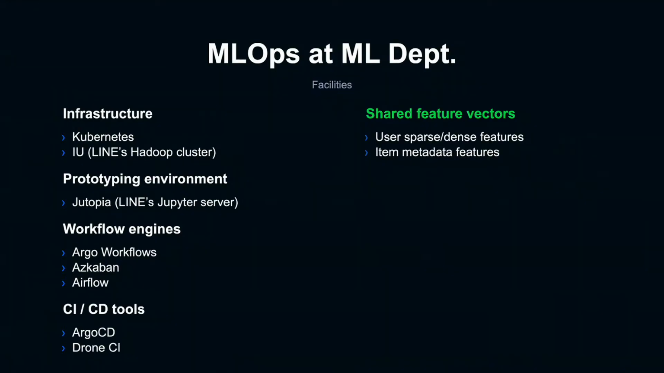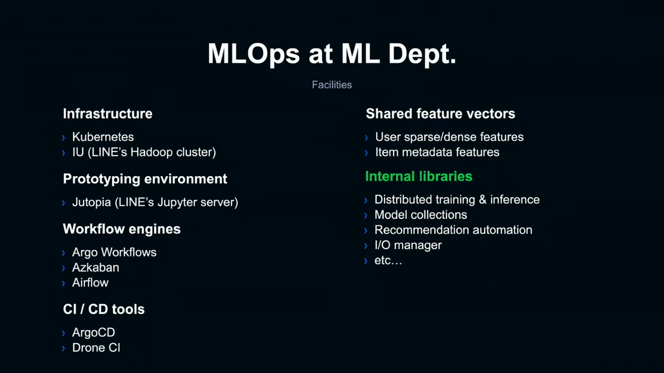Next, let's take a look at some of our in-house tools. The first one is the feature vector. Since feature volumes such as user behavior logs and item meta information can be used in many products, we are trying to aggregate them so that they can be used efficiently. We also develop many in-house libraries. These allow us to handle large and complex data of Line in a stable manner.